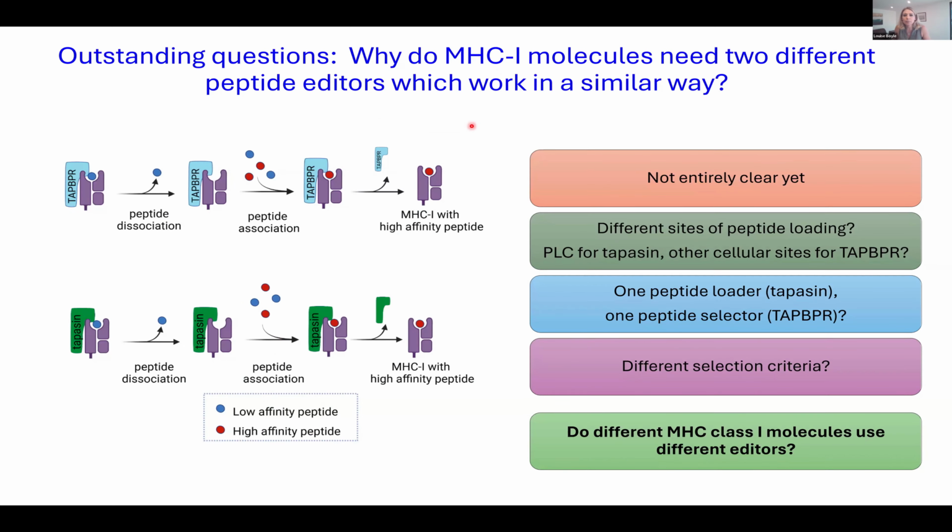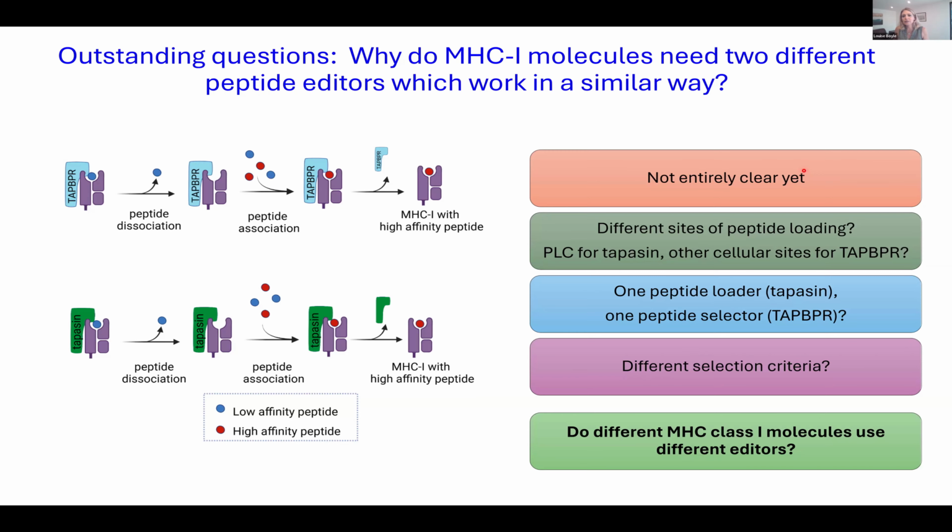So we now know that both tapasin and TAPBPR are capable of mediating peptide editing on class 1 molecules, and that they're working mechanistically in quite a similar way. But that leads to a number of outstanding questions. And one major question that we're interested in is why the MHC class 1 molecules need two different peptide editors that seem to be working in a similar way. And I don't think that's entirely clear yet.